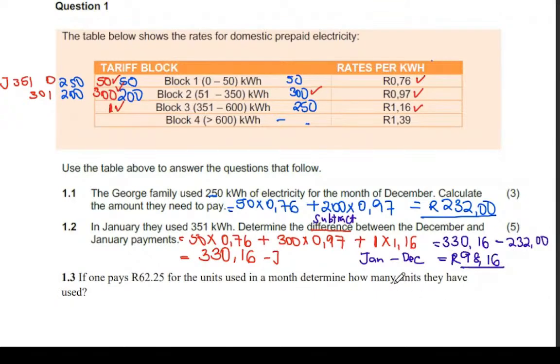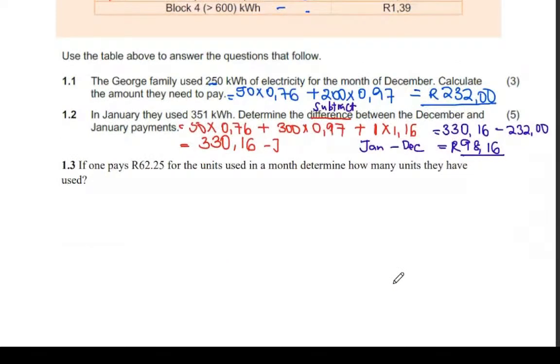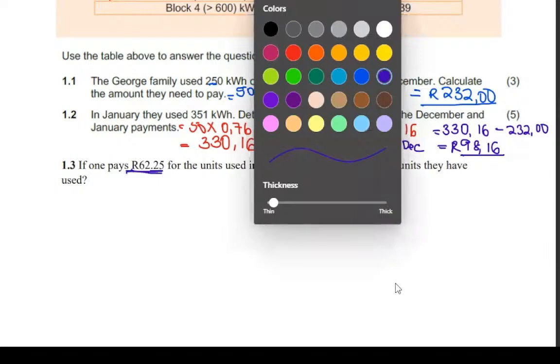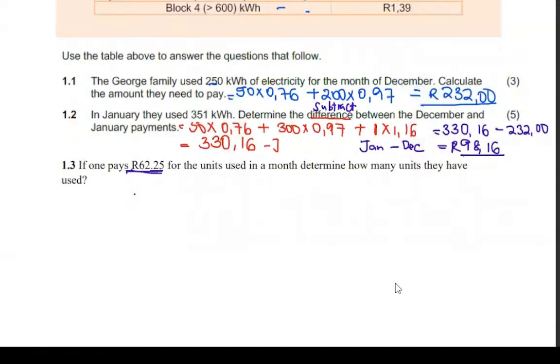Our last question, 1.3. If one pays 62 rands 25 cents for the units used in a month, determine how many units they have used or how many units they would have used. Anyway, as I told you, the last example we've just seen, this is the cost. We are not looking for the cost, but we need to deal with whatever is given to us. What we're going to do now, first and foremost, we shall ask ourselves, if the person uses 50 units, how much do they pay? When you calculate and multiply there, you find out.